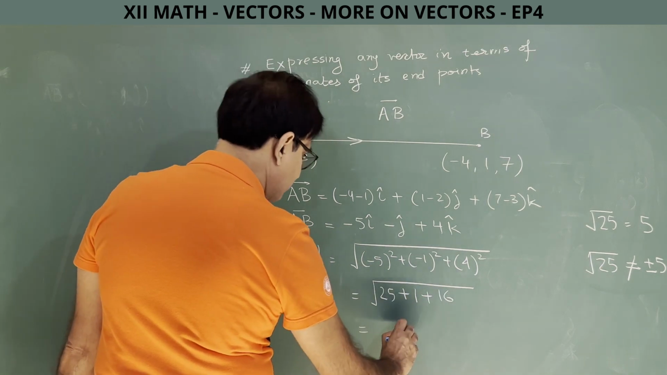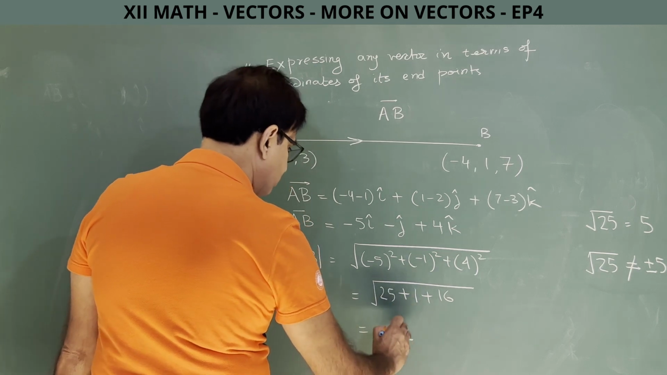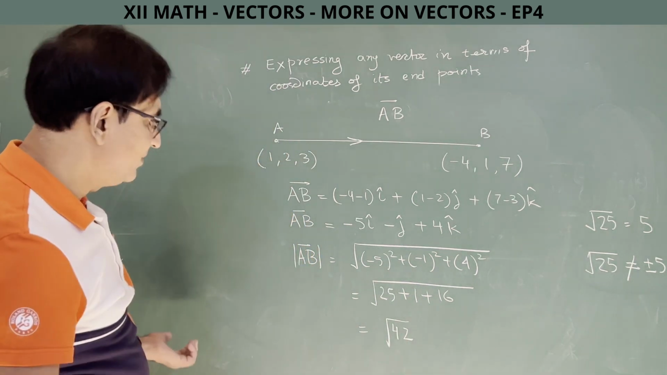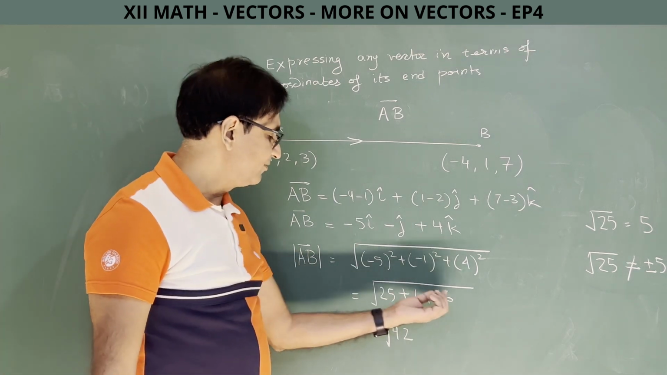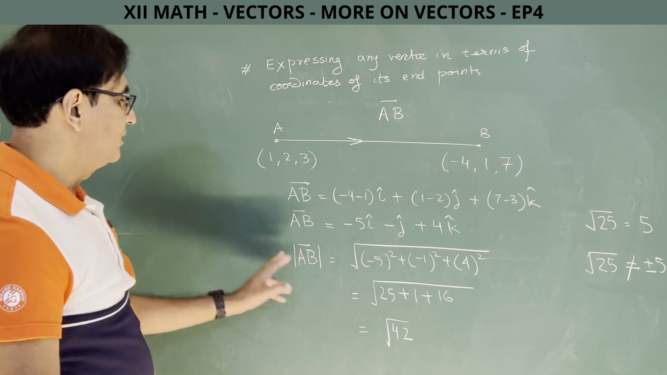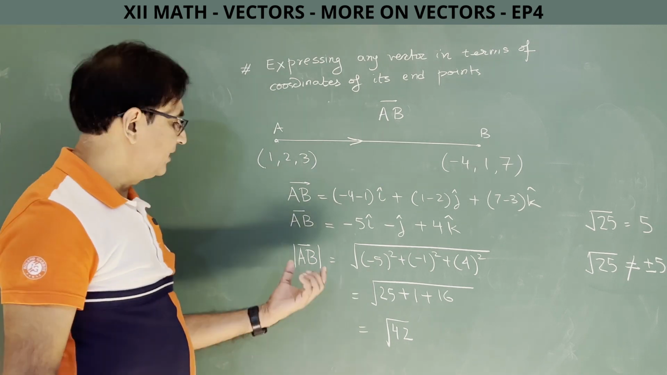6 plus 6 is 12. 2, 3, 4. So it will be square root of 42. I hope I did my calculation correctly. 25 plus 15 is 40. 1 and 1 is 2. 42. Okay, so this is the magnitude of the vector AB.